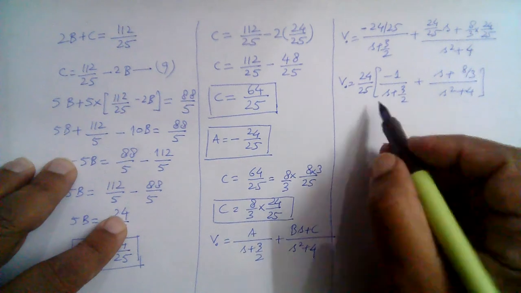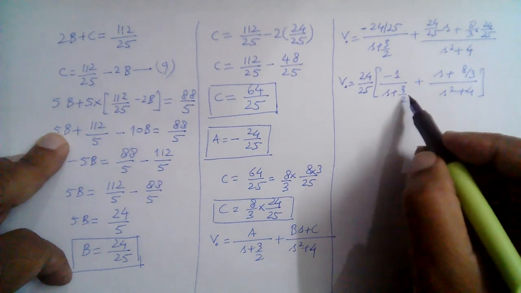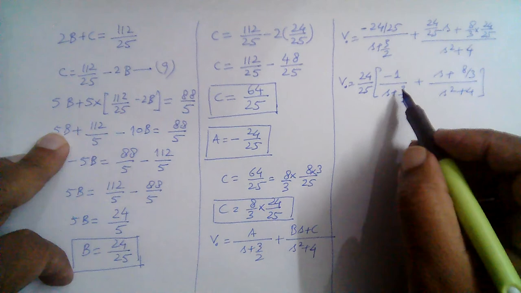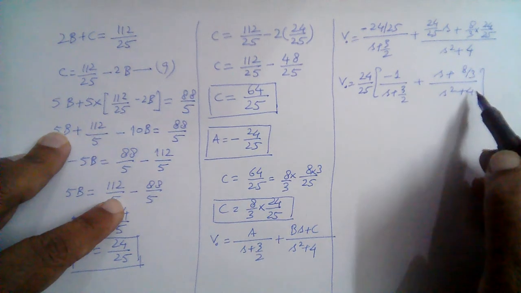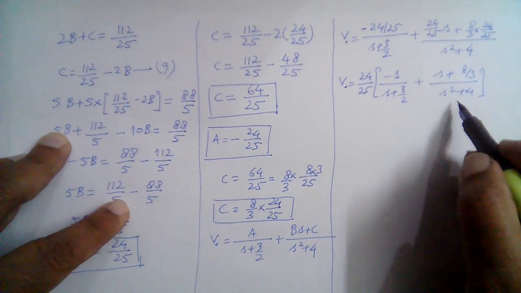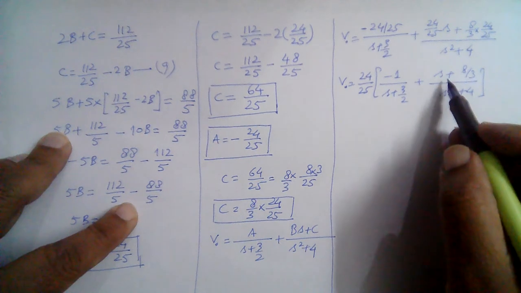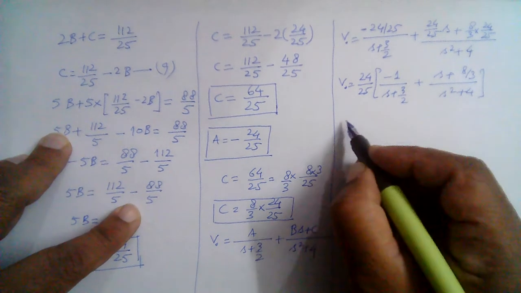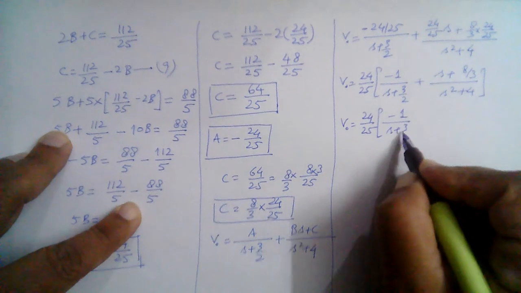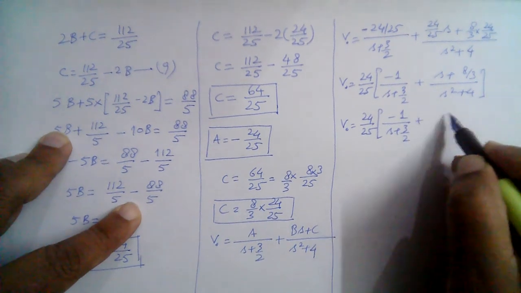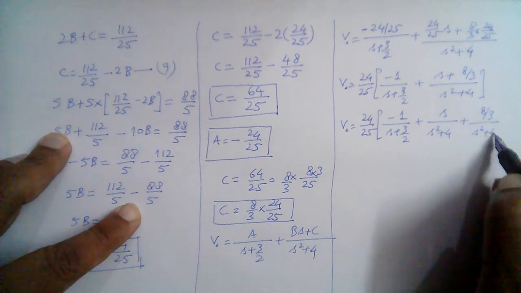This is the simple expression. The inverse Laplace transform is simple for this, but for this we need to manipulate it further, right? So this is the s square plus 4 term. This can be written as s over s square plus 4 plus 8 over 3, yes. So V naught is equal to 24 over 25 times minus 1 over s plus 3 over 2 plus s over s square plus 4 plus 8 over 3 over s square plus 4.